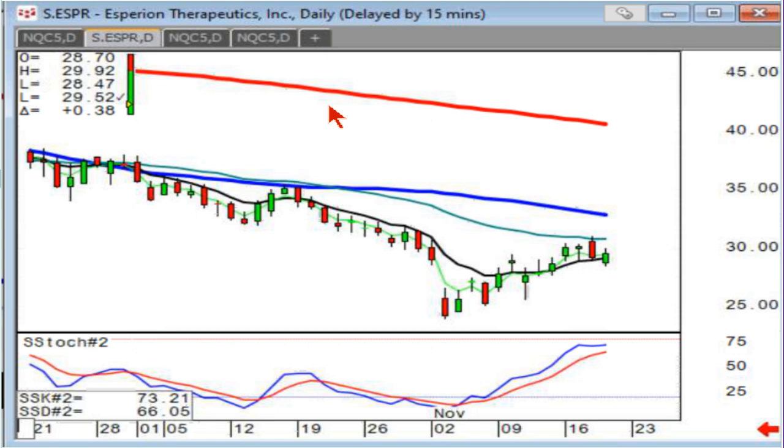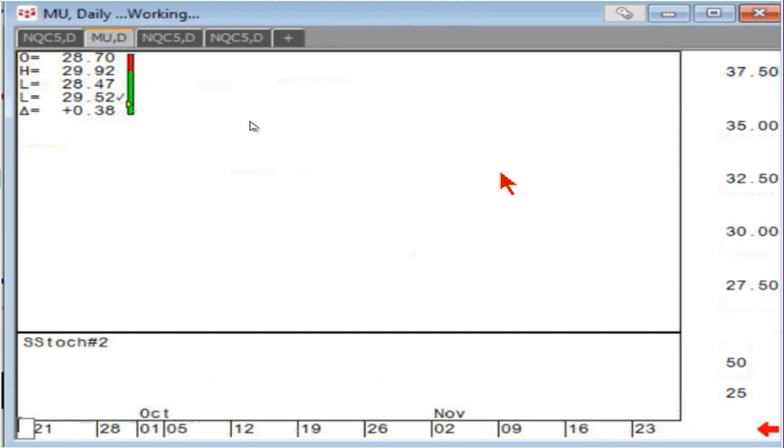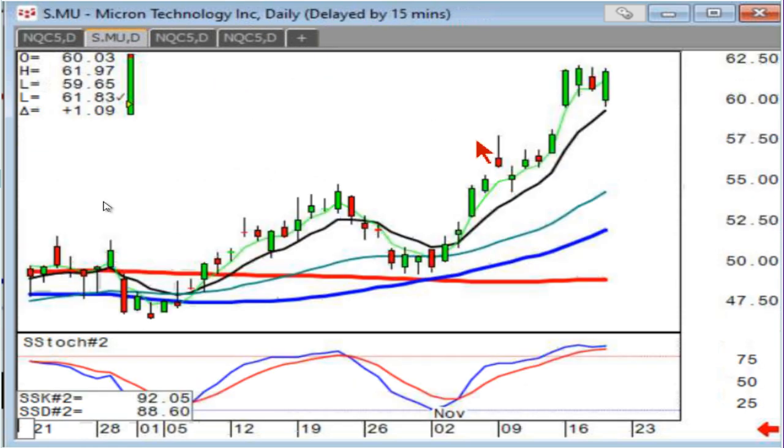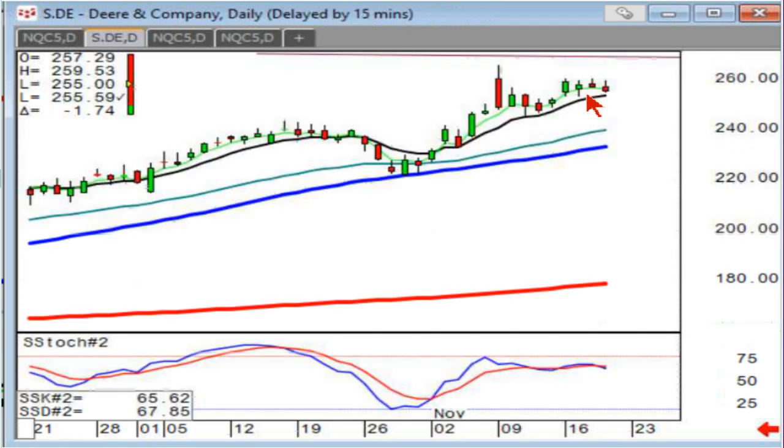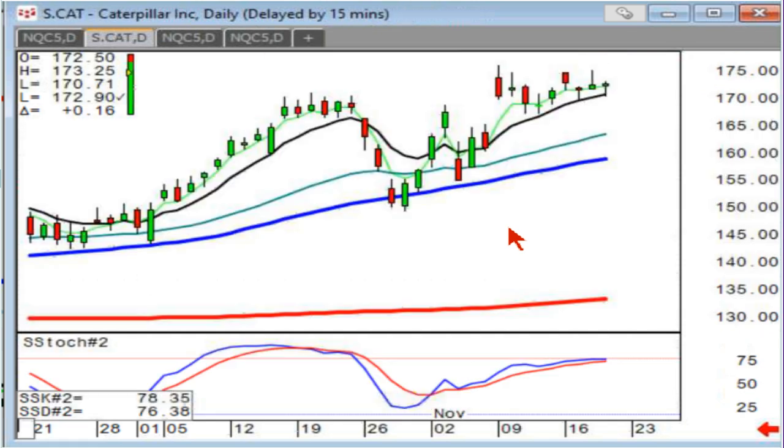ESPR, not anything great, but as long as it stays above the T-line, you can stay long. Micron, stay long. Peloton, nothing. Wouldn't be long or short. It's in a downward drift. I'd be someplace else. Deere, slow uptrend. You can stay with it. Caterpillar, slow uptrend. You can stay with it.